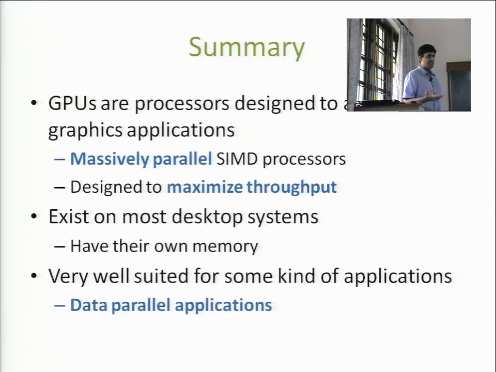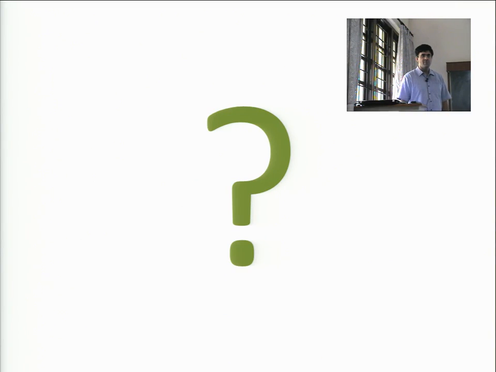They exist on most desktops, but there's still this problem that the address spaces are separate. People have been working to unify these address spaces so that both GPUs and CPUs work from the same address space. And like I said, they're really well suited for certain kinds of applications. They're not brilliant at everything, but they're really good at the few things that they do. This is basically things like linear algebra or signal processing and so on. Okay, so that's all I had.